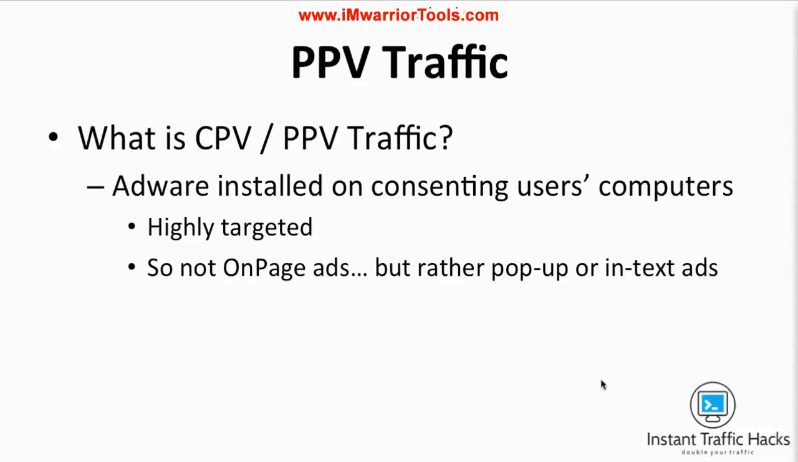So from that consenting relationship, you get a whole network of people that these ad providers can then deliver ads to. And so what you're doing is you're buying ad space from that. So that's what PPV traffic is in a nutshell, and where it comes from. So they're not on-page ads. It's not like you're buying banner space on a page or anything like that. Instead, you're buying pop-up ads or in-text ads, and I'll go into that and tell you what they're about. But that's what makes us different from banner buying or media buying, things like that.